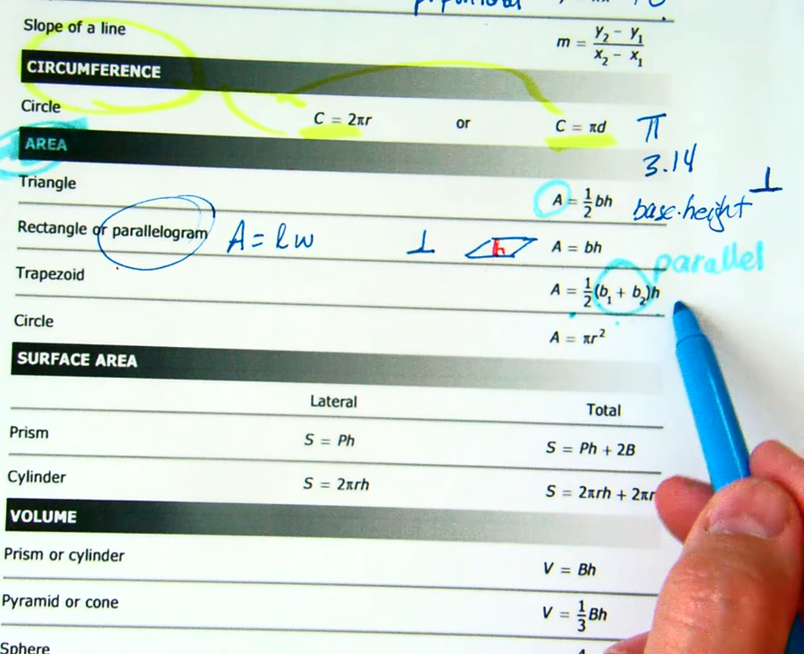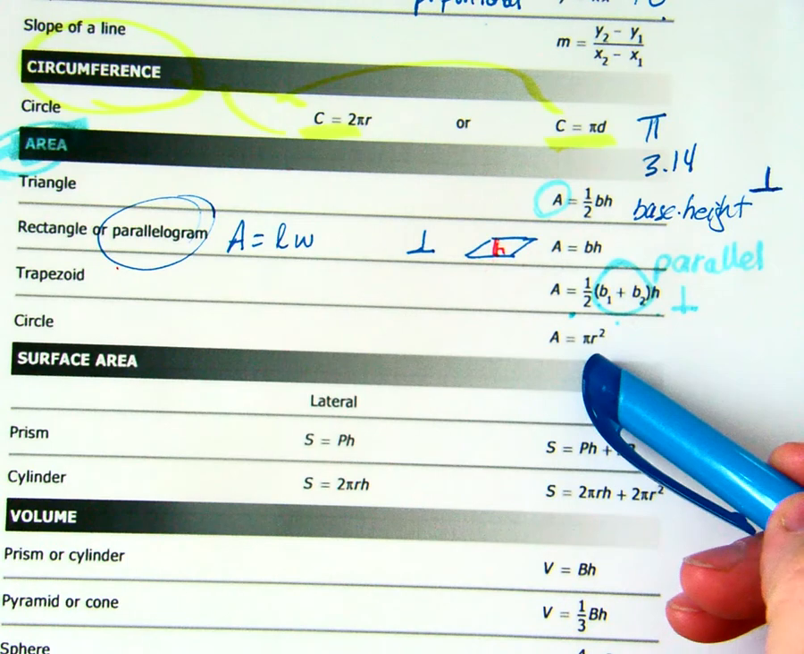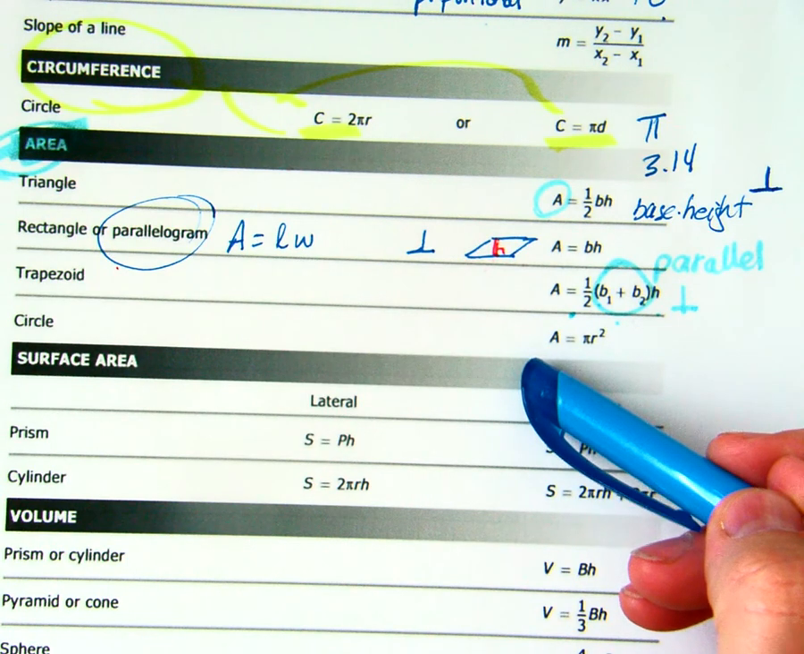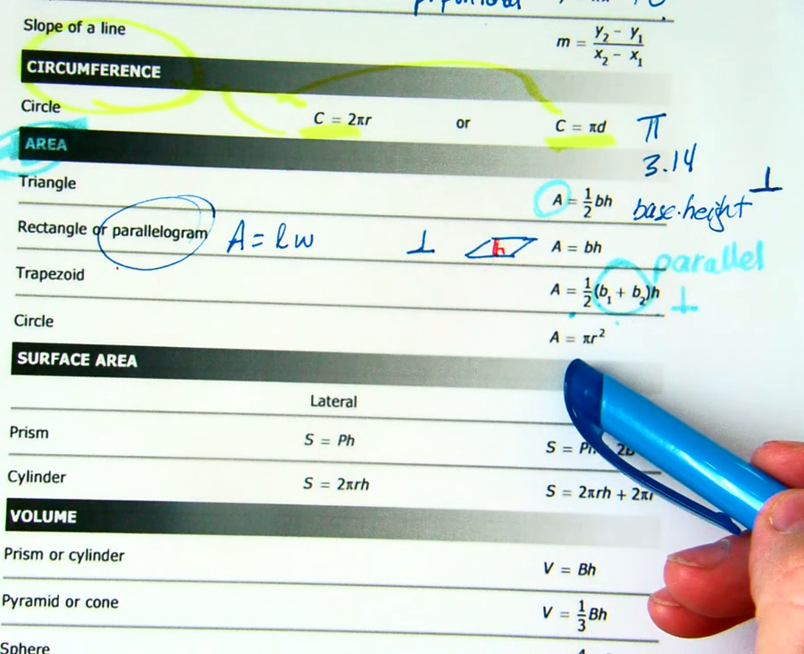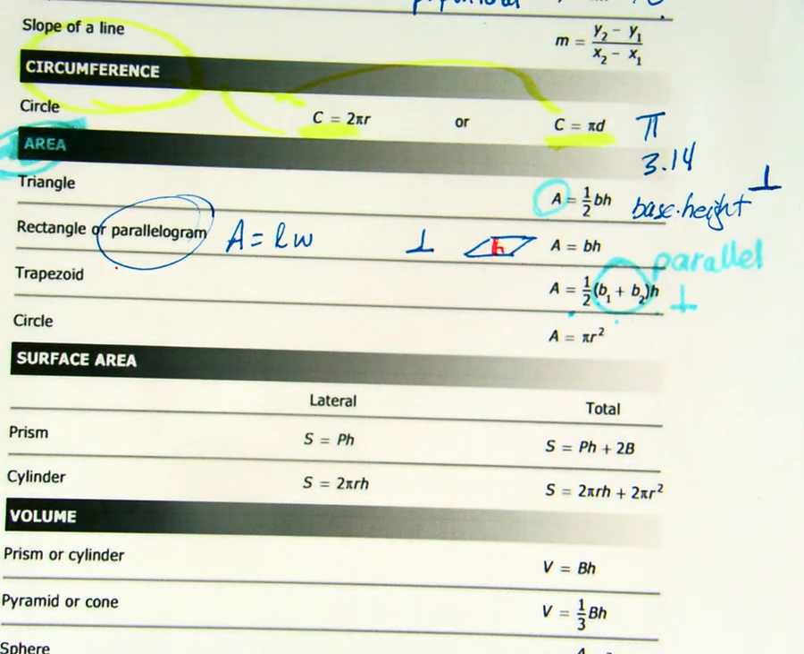And then multiply by the height. Again, perpendicular. Area of a circle is pi r squared. R is radius. Area is capital A. Pi, again, either the pi button or 3.14. If it's off by just a little bit, again, find out why. You may have made a mistake.